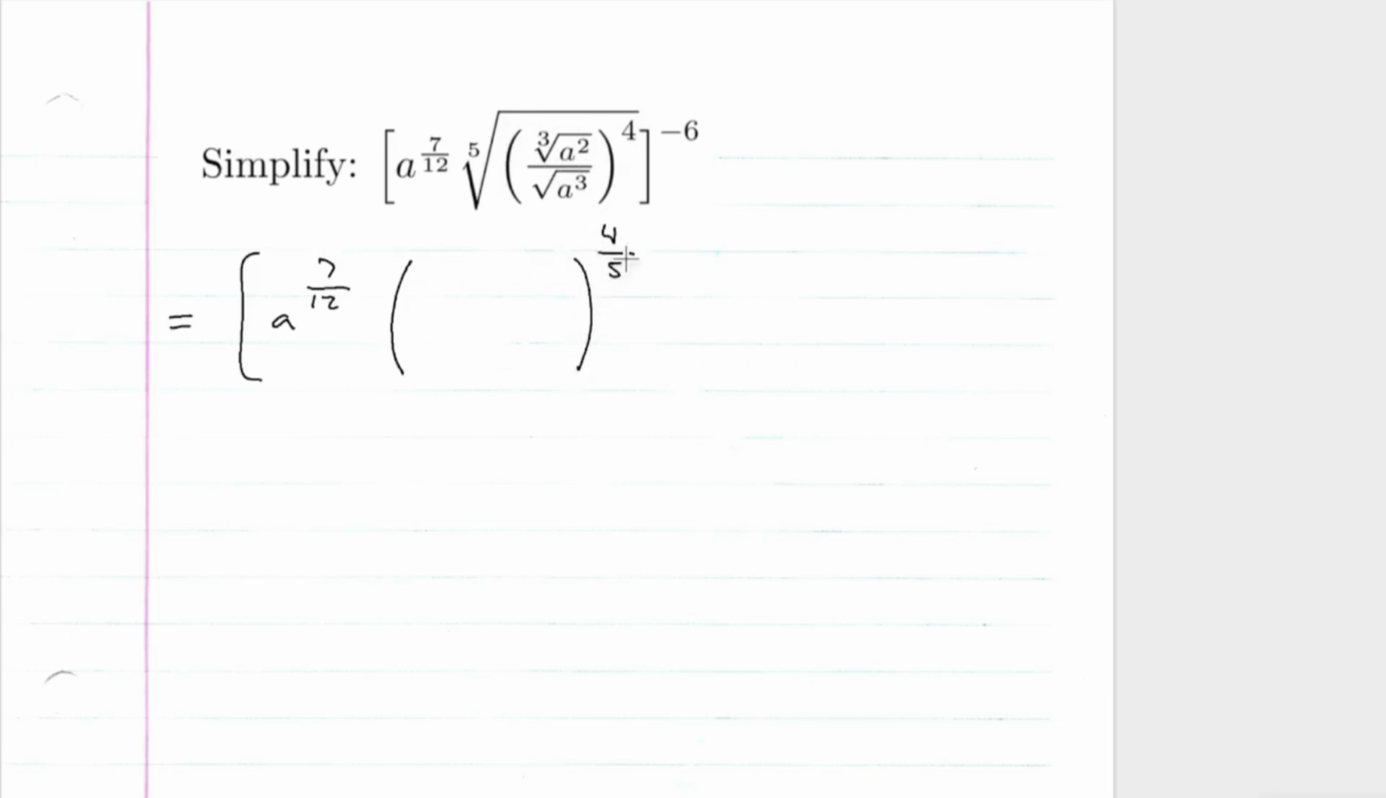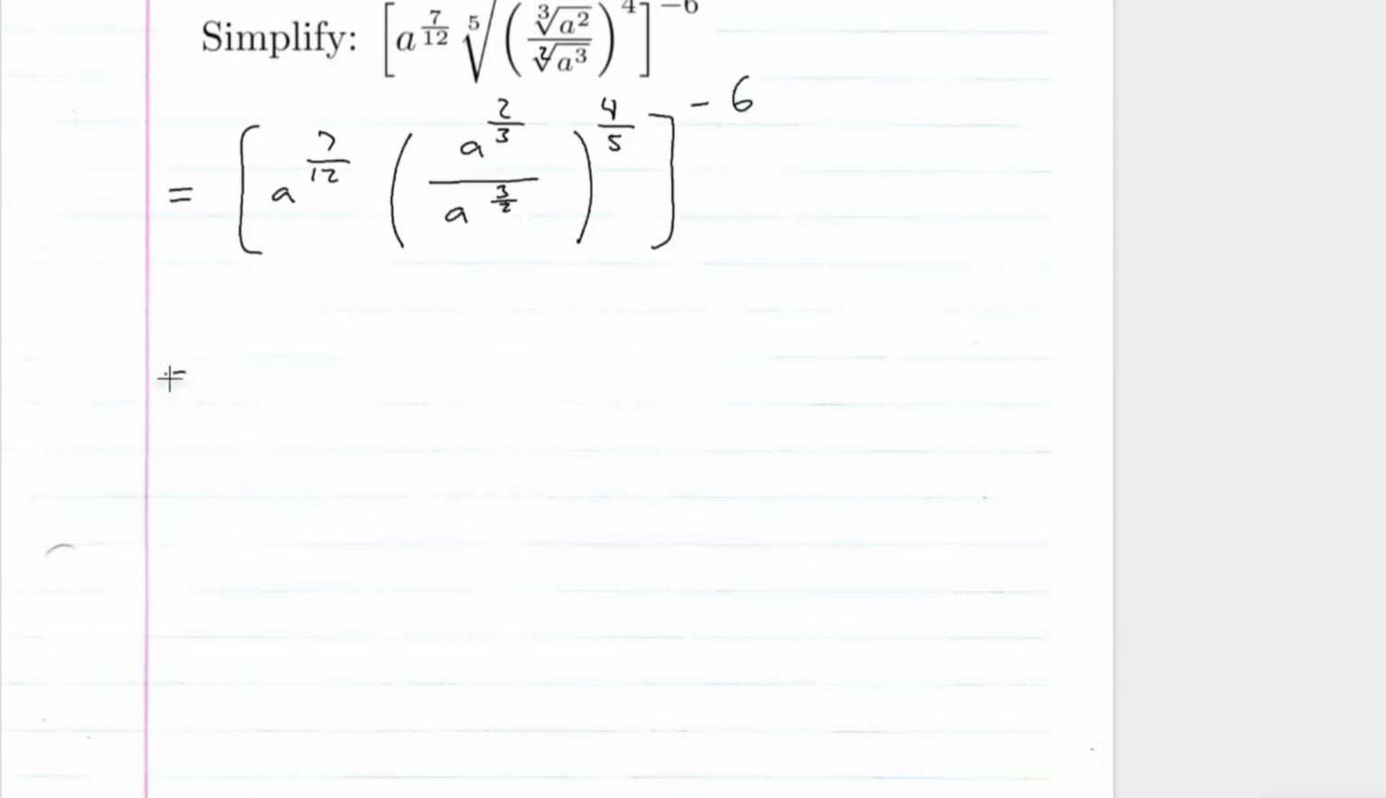That's using the rule of exponents. The 4, this thing to the 4th, and then the 5th root, so it'll be 4/5. And then this will be a to the 2/3, okay? And then remember, there's like a hidden 2 here. When it's just a square root, there's a hidden 2. So this is going to be a to the 3/2. All right? And then this will be raised to the -6th power.